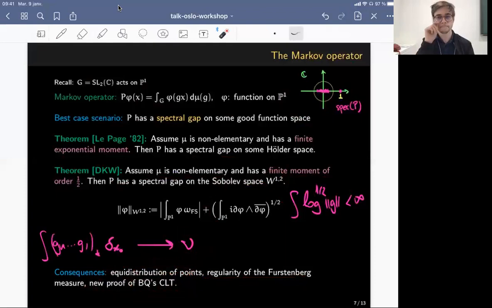The way we prove this result is by analogy with complex dynamics, so by analogy with the dynamics of correspondences.